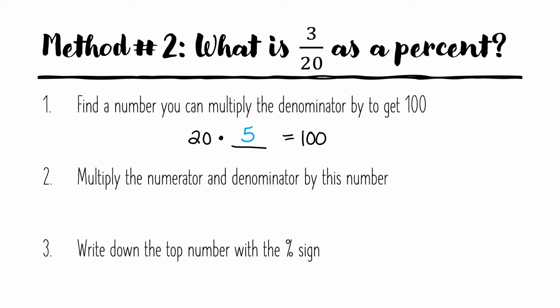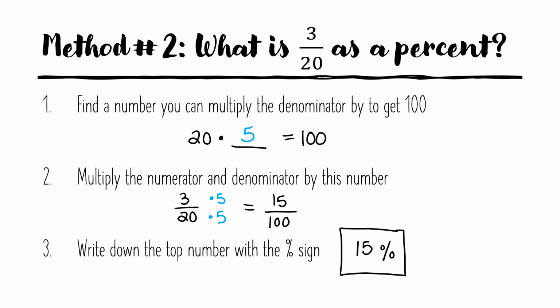Next, we need to multiply the numerator and denominator by this number. So we have 3 over 20, and we'll multiply the 3 by 5 and the 20 by 5. 3 times 5 is 15, and 20 times 5 is 100. Now we'll convert this as normal, where we take the top number, 15, and then instead of writing that over 100, we write our percent. So 3 over 20, just like we found before, is 15%.